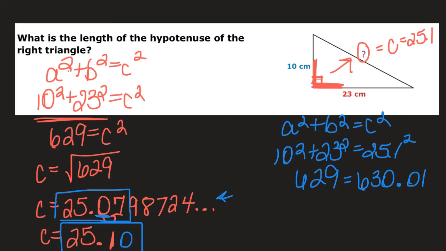If I wanted to be more precise, and I wanted to square the whole number, then it's going to give me 629.0000001. So it is 629. My answer is correct. But the reason this is a little larger, just remember, is because I did not use the exact answer. I rounded it up slightly.